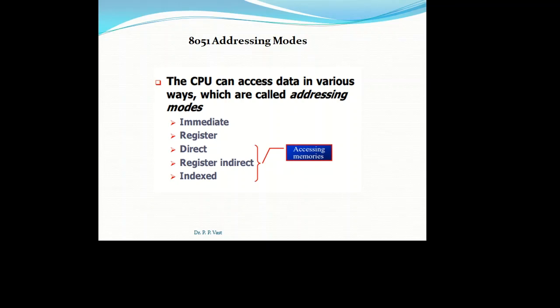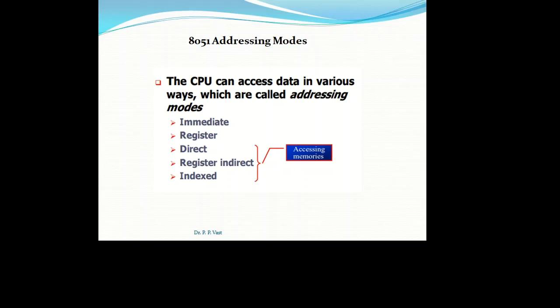Like transferring data from one memory to another, or between memories, like RAM from one register to another, or from the register to the accumulator, or from the RAM to the external ROM, or from the external ROM to the internal RAM. So there are various ways by which the 8051 microcontroller can access the data. There are a total of 5 addressing modes in 8051: immediate, register, direct, register indirect, and indexed.